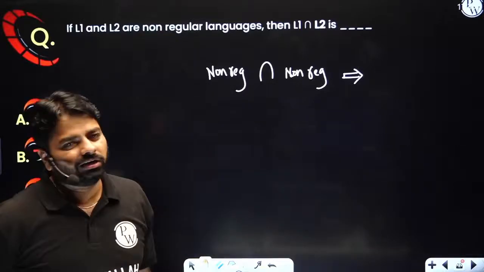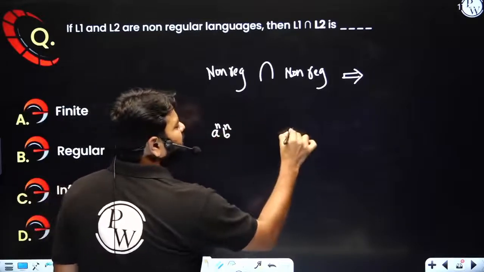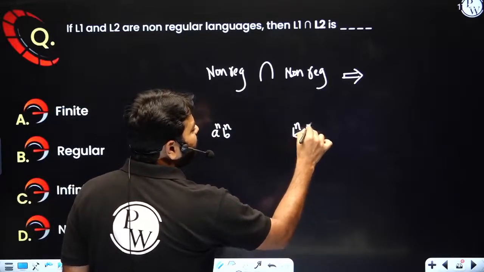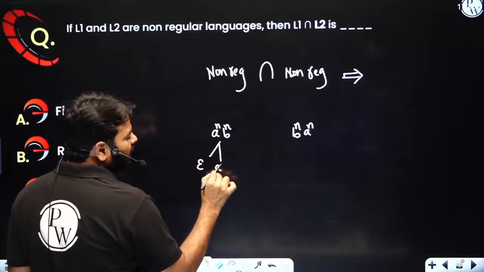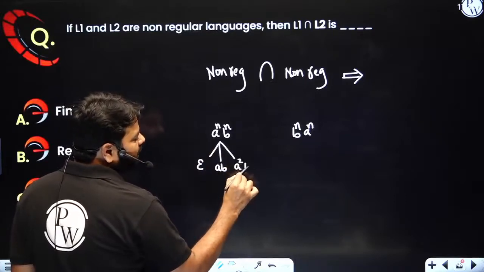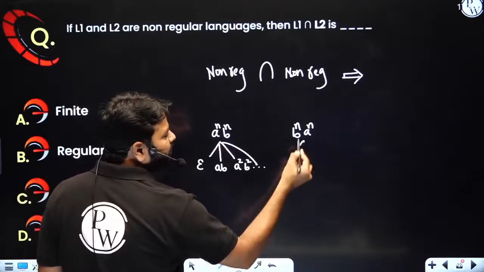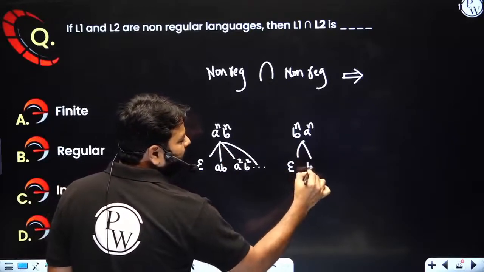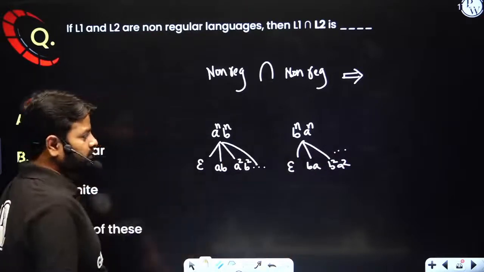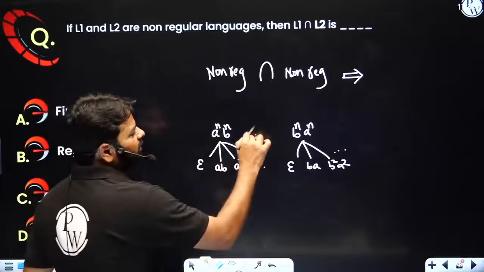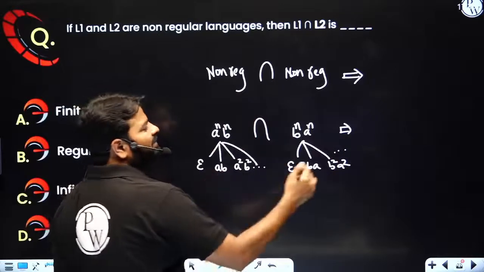Now I'm taking both as non-regulars. Example, a power n b power n, well-known non-regular. There is another non-regular, b power n a power n. Assume n is greater than or equal to 0. In this, epsilon is there, another one ab, a square b square, and so on. Here epsilon when n is equal to 0, n is equal to 1 gives ba, and after that b square a square. Now when you do the intersection, the result is just epsilon, right? That's a finite set.